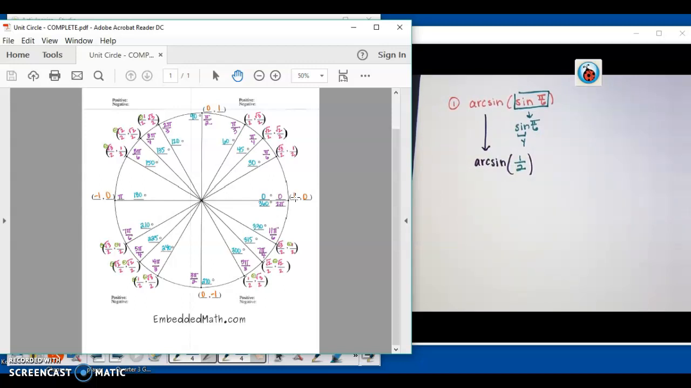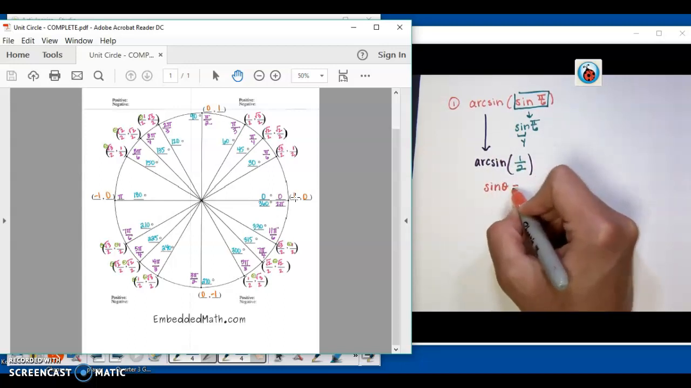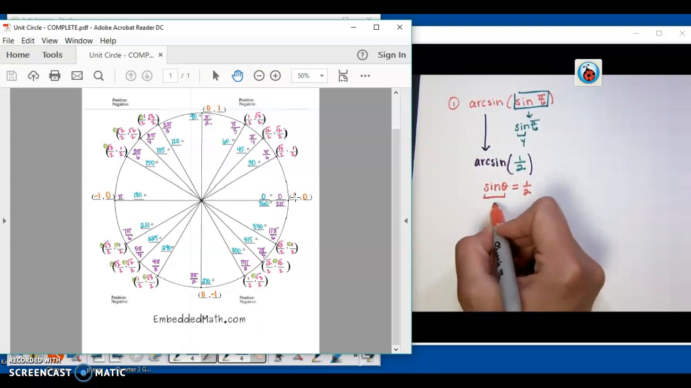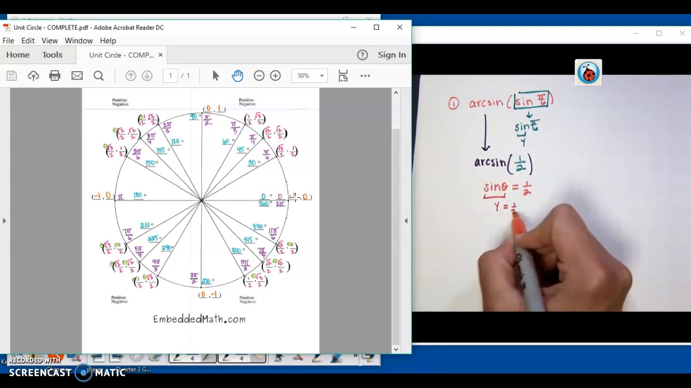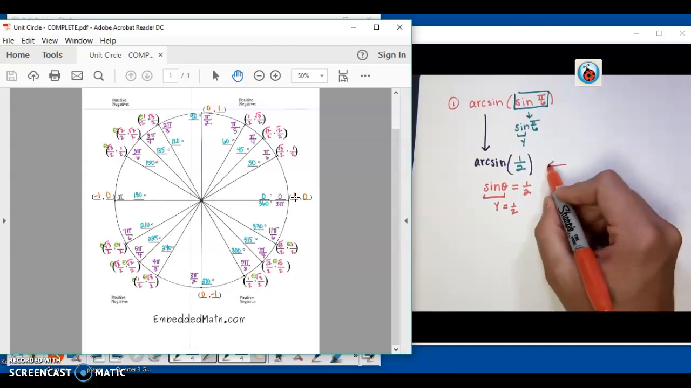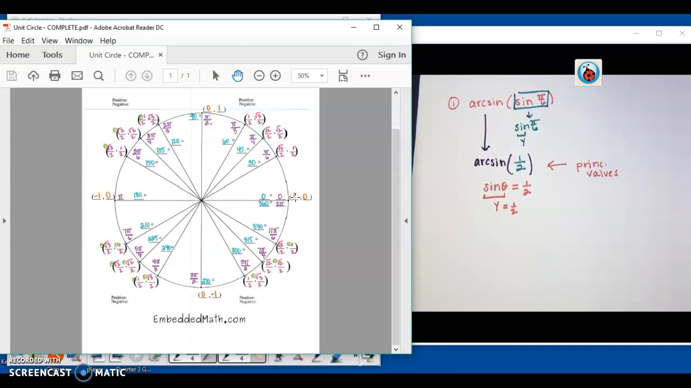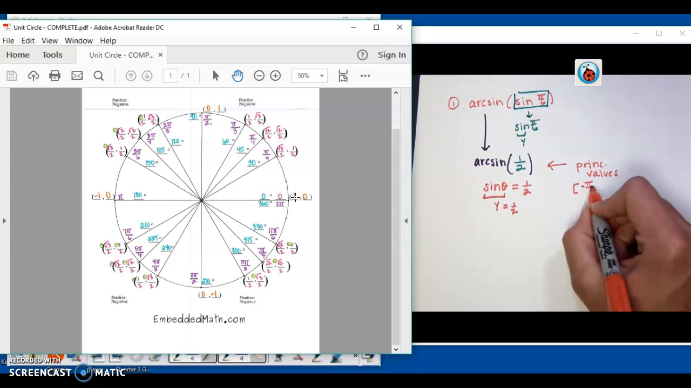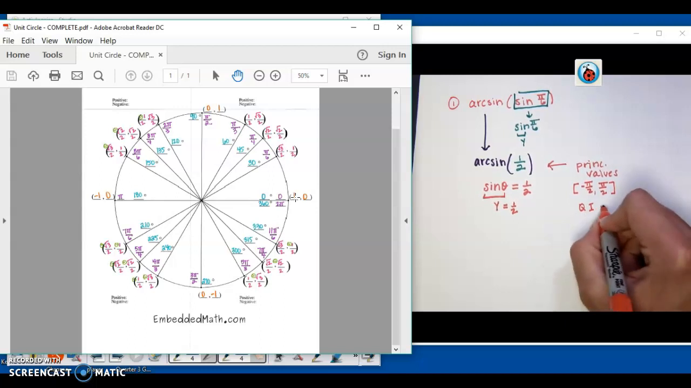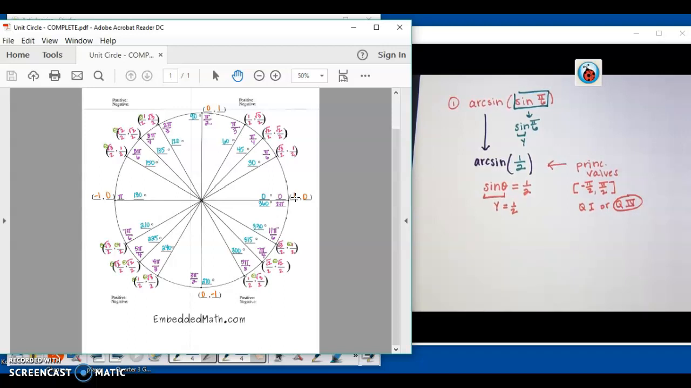Okay, this is an inverse trig function, so we need to rewrite it first. This is the same thing as saying sine theta equals 1/2. Sine is y, so we're looking for where on the unit circle the y value is 1/2. Now, because we were working with an inverse trig function, we have to worry about those principal values. Remember, for arc sine, it's from negative pi over 2 to pi over 2, which means we're looking in quadrant 1 or quadrant 4, but if we get an answer in quadrant 4, we have to fix it.